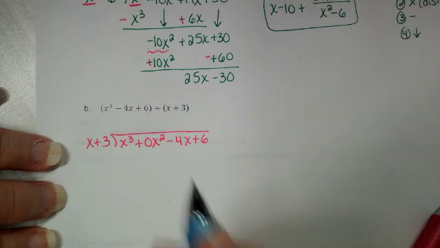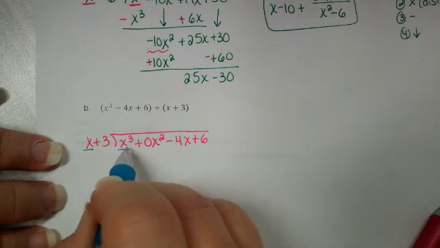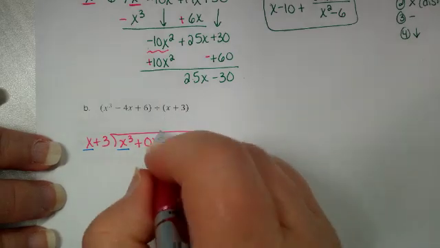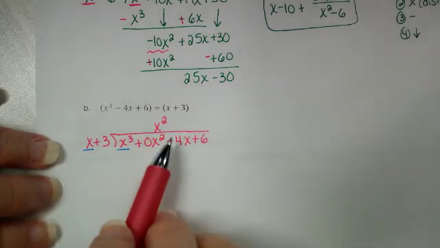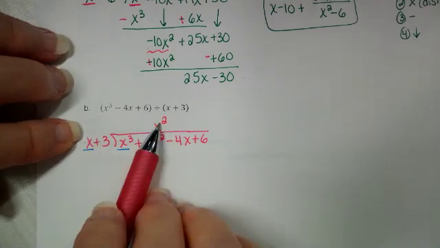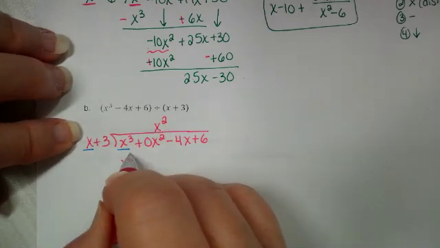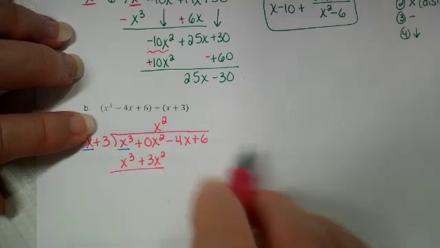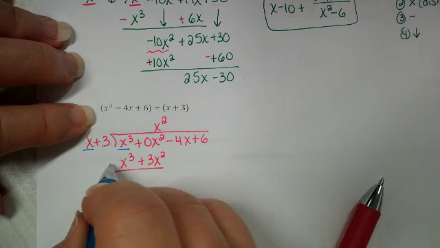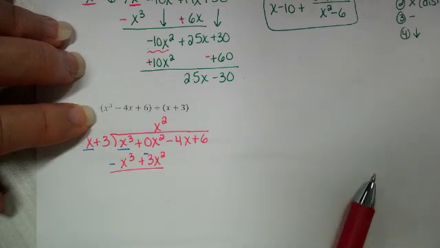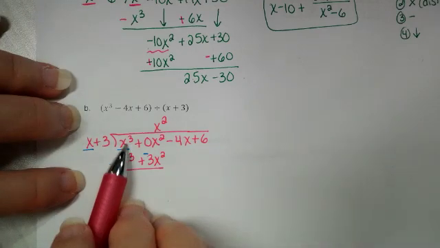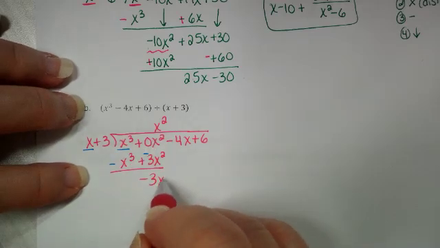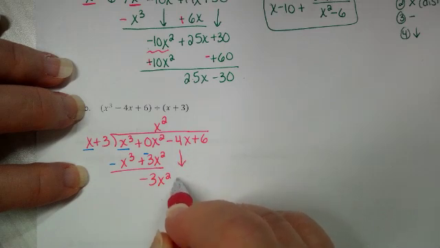Okay, so we start our process. We're going to divide x to the third divided by x, and that gives me x squared. And now we're going to distribute x squared times x plus 3. Our next step was to subtract. Change those signs. X to the third minus x to the third is supposed to cancel. And this is negative 3x squared. Bring down the negative 4.